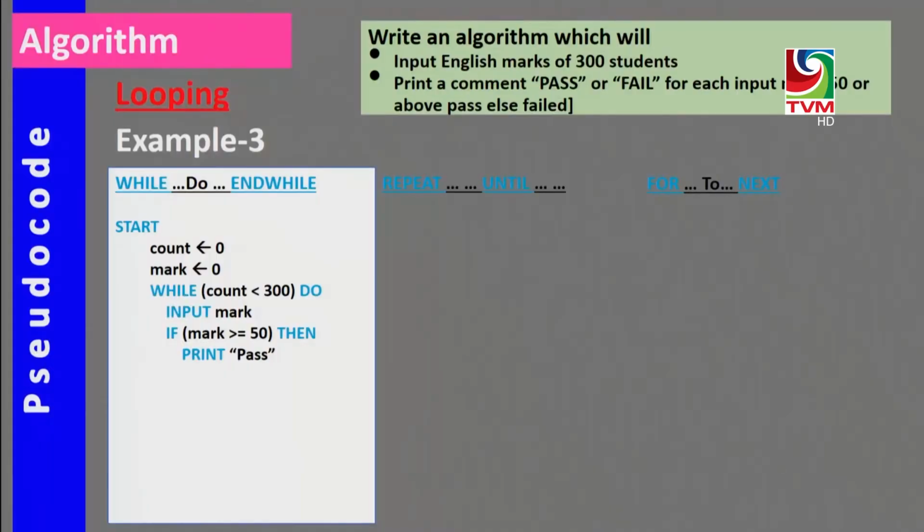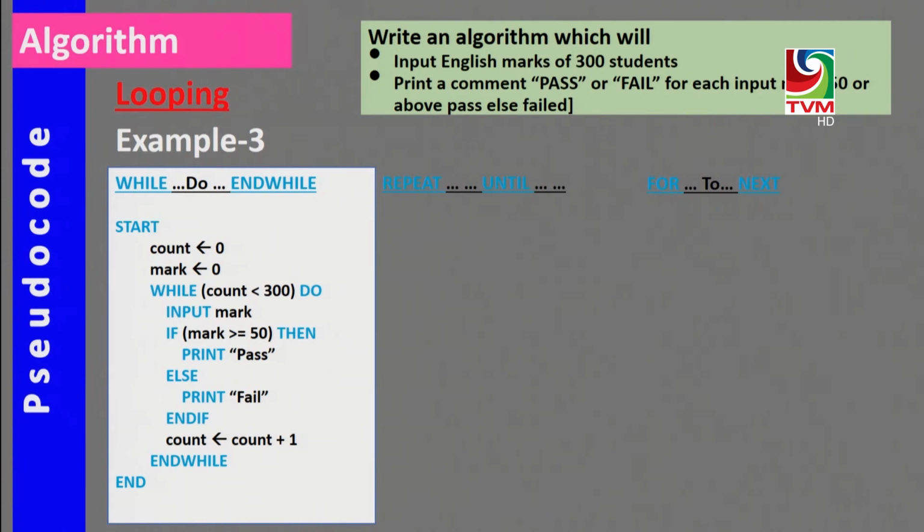If this is a false condition, say mark is 40, 40 greater than or equal to 50 is a false condition. So it will execute the else part, print fail, end if. And you want to go to the next value of count. So count will increment, count equal to count plus 1, and end while, and end. So this is how this same code will work using the while, do and while statement.